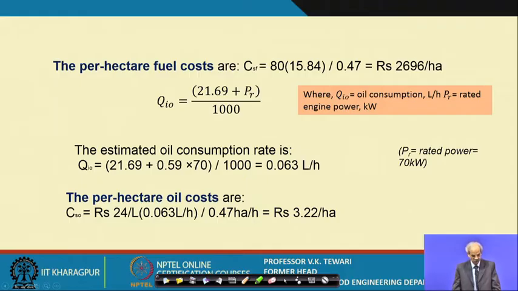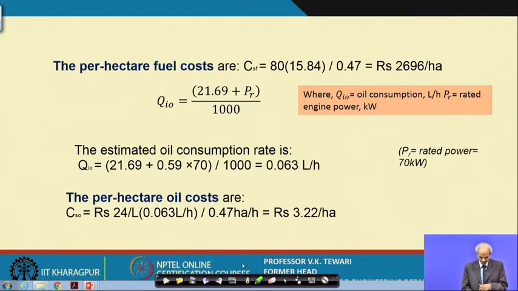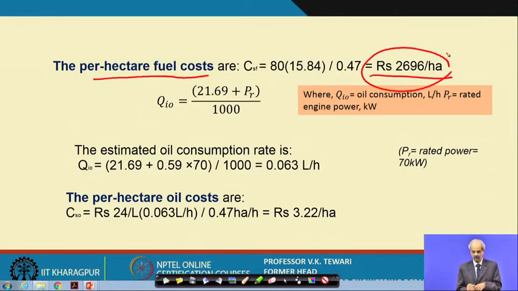So, per hectare fuel cost then comes out to be about 2696 per hectare. And the estimated oil consumption rate, as I said, we need also to know about this, because the machine will require this oil when it is being used for a long duration of time. There will be requirement of this oil for lubrication and other aspects in the machine at different locations. So, the per hectare fuel cost comes out to be 2696 per hectare.